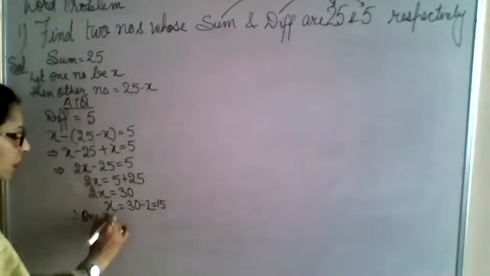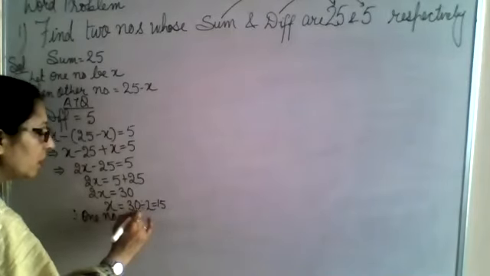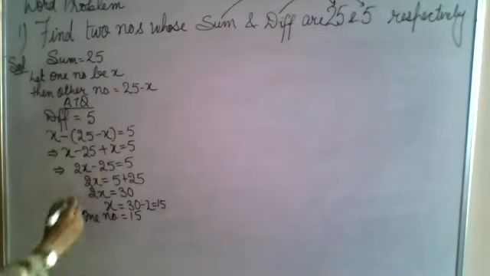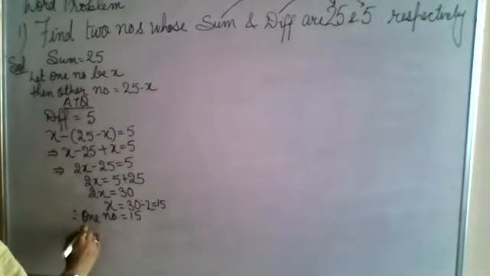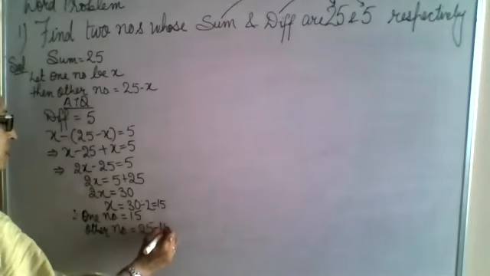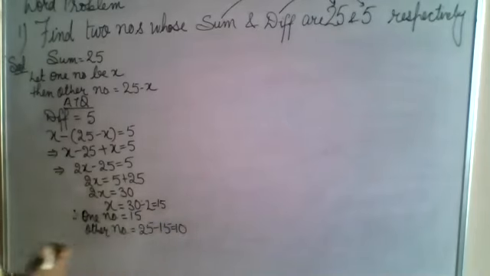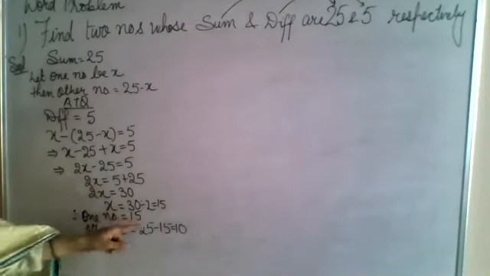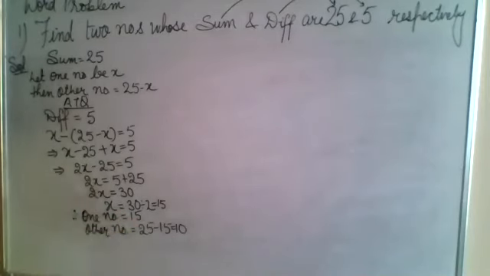So one number equal to 15 and other number will be 25 minus x, 25 minus 15 equal to 10. So both numbers are 15 and 10. If you counter check, if you add 10 and 15, your sum is coming 25. And if you subtract, your difference will come 5.